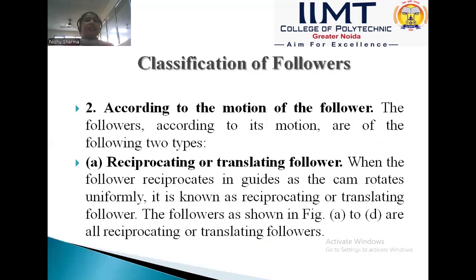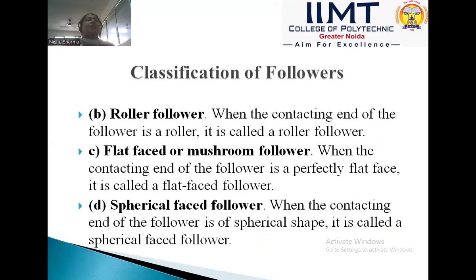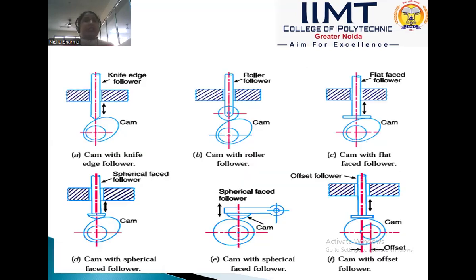Now, next is the flat face or mushroom follower. In a flat face or mushroom follower, when the contacting end of the follower is a perfectly flat face, it is called a flat face follower. In diagram C, we see that it is a flat face follower, in which the contacting end is a flat face, so it is called the flat face follower.